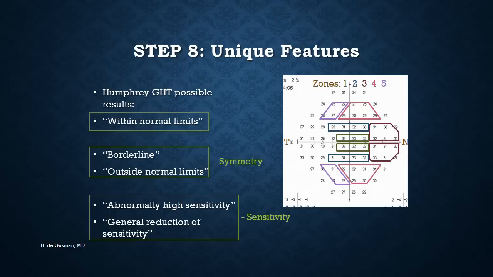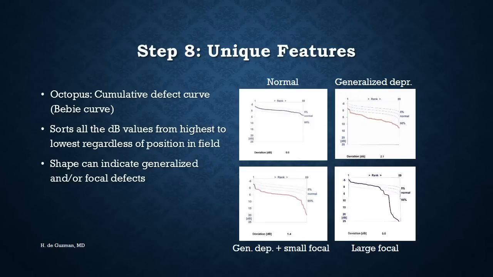generalized depression. The unique feature of the Octopus is the cumulative defect curve, also known as the Bebie curve. It sorts all of the decibel values from highest to lowest regardless of their position in the field. So this point may not necessarily be adjacent to this point, but they are adjacent in terms of height or how sensitive they are. The shape of the curve can indicate either generalized and/or focal defects.